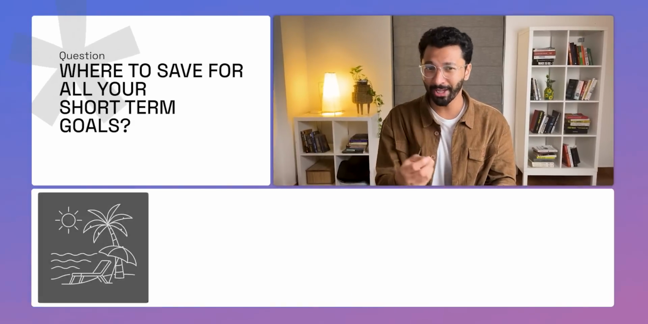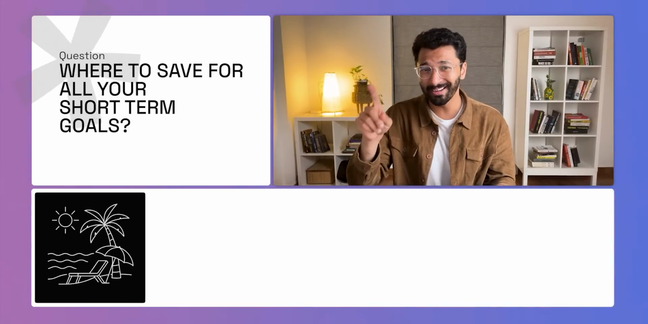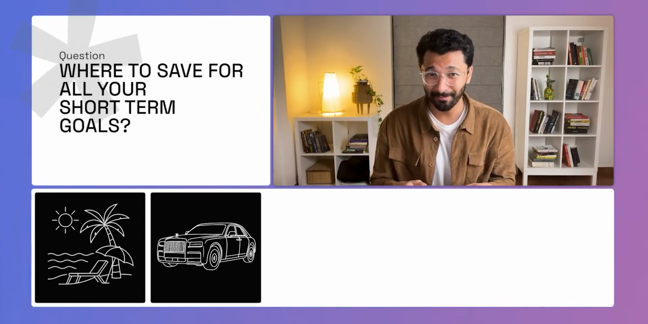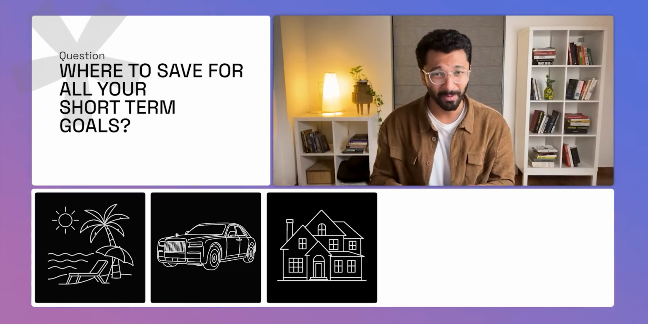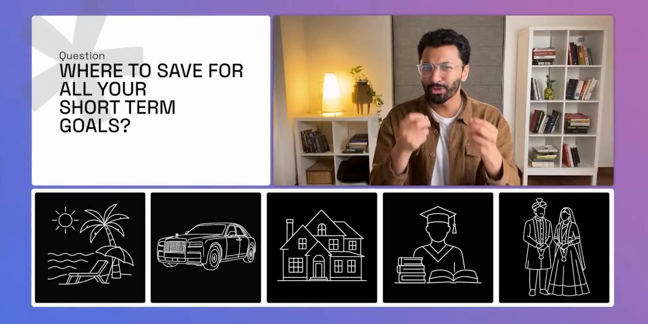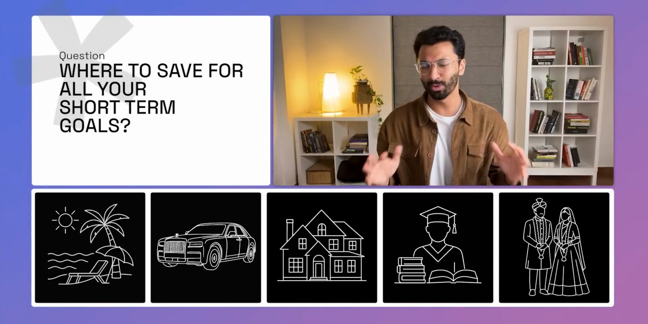Everyone talks about the magic of SIP and investing in the long term, but what if you need to go for a vacation in 8 months and not 8 years? Or what if you want to buy a car in the next few months itself, or purchase a house 2 years later, or even save for higher education or your wedding? Where should you invest for all these short-term goals?